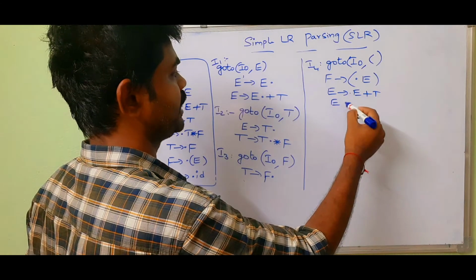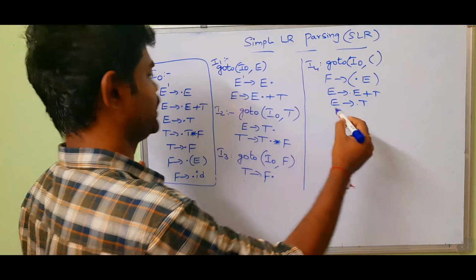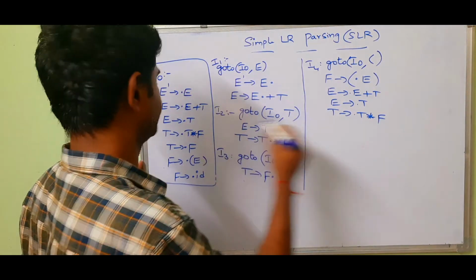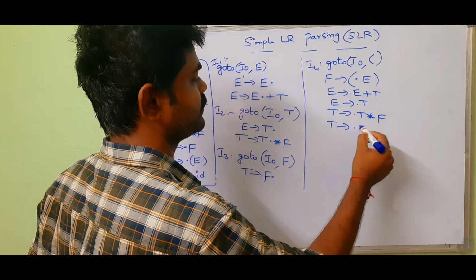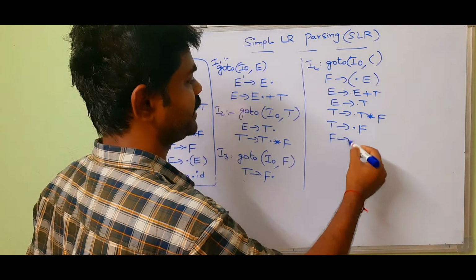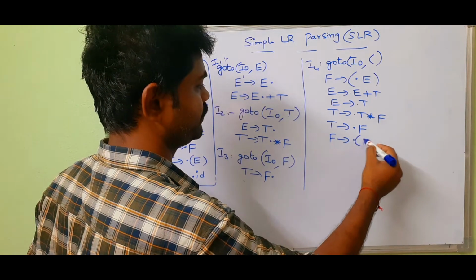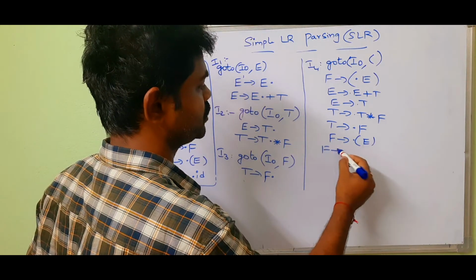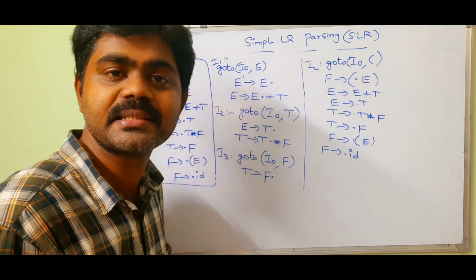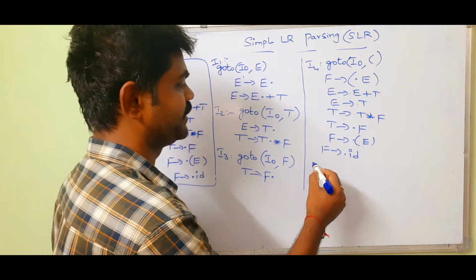E tends to dot T. T tends to dot T star F. T tends to dot F. F tends to dot E. F tends to dot ID. So this is I4. So next I5.